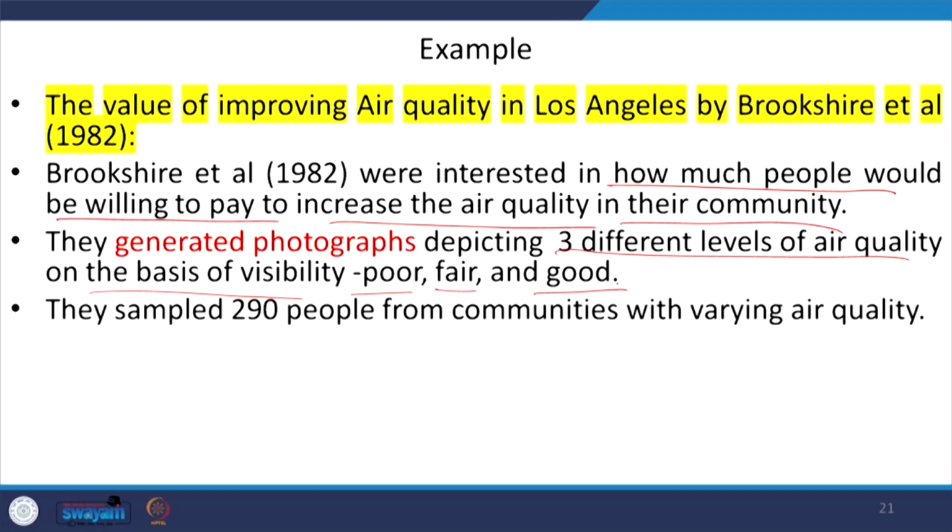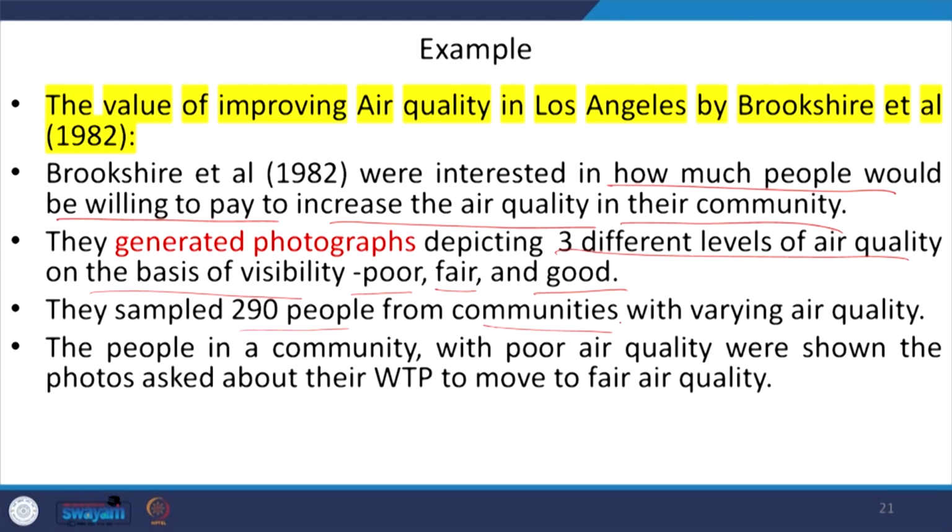Then they sampled 290 people from these localities. In this community, the people who were living in poor air quality were shown the other two air qualities, fair and good, and they were asked to compare the poor, the existing one that they were having, with the fair air quality and also the good air quality.